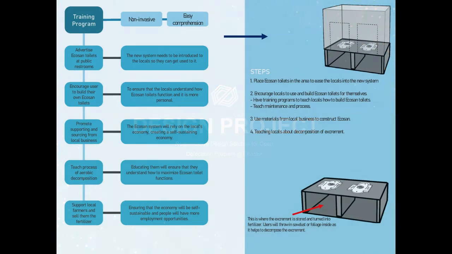The training program we have designed is non-invasive and easily comprehensible to allow for quick user uptake and subsequently have the most effect on open defecation. This process starts by advertising EcoSan toilets and their benefits, which include at-home toilets, supporting and sourcing from local business, and teaching the process of aerobic decomposition to maintain and make use of human waste.